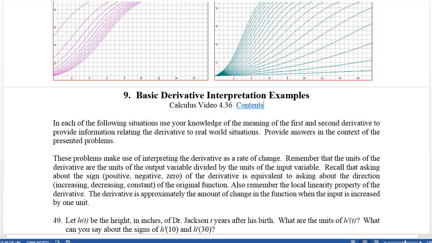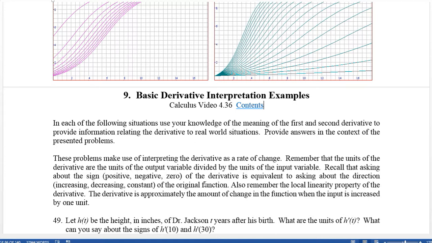Remember, it is an instantaneous rate of change. Also remember that the units of the derivative are the units of the output variable divided by the units of the input variable. So they're always fractional units. And that alone can help you interpret a lot of times what is meant by the derivative. Remember, we're asking about the sign of the derivative. In other words, whether it's positive, negative, or zero is equivalent to asking about the direction of the original function, whether it's increasing, decreasing, or constant.